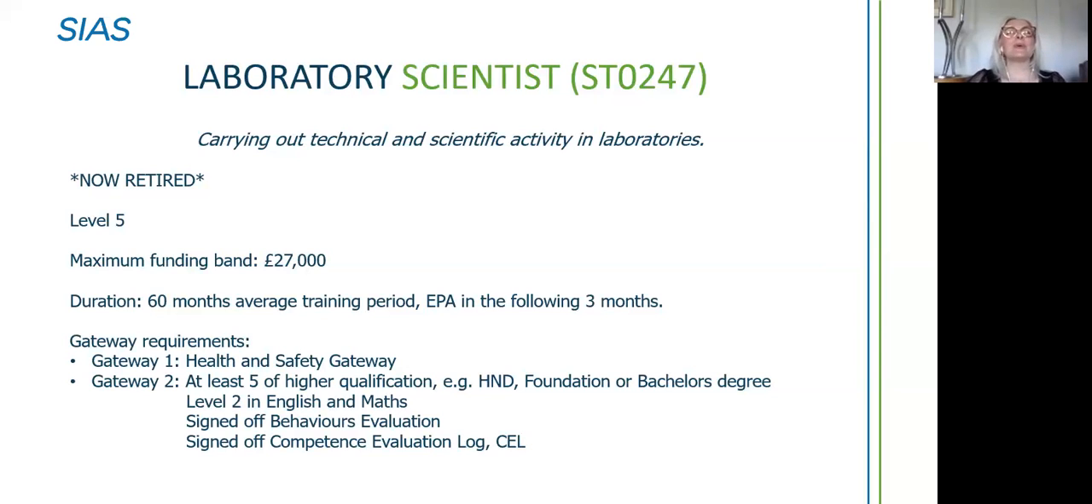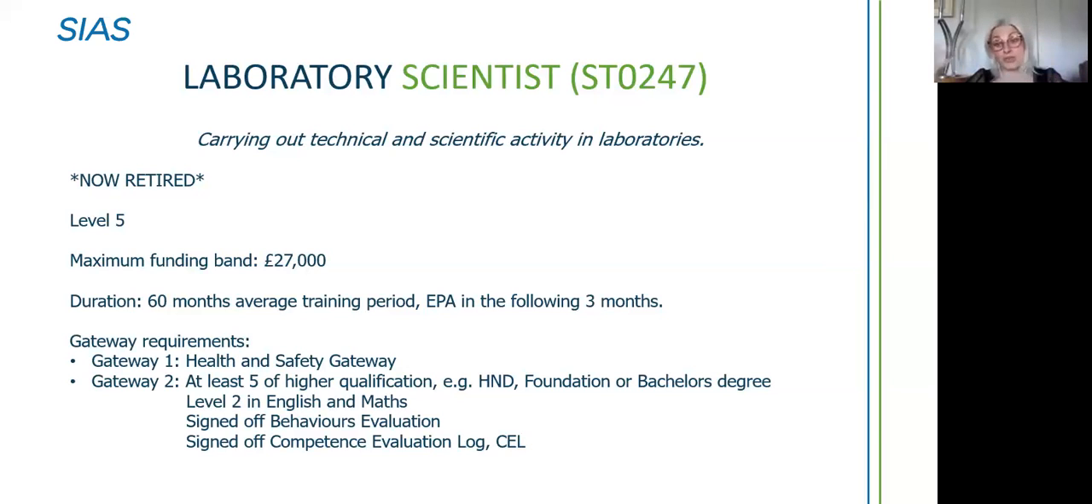And then we've got Gateway 2. Now, Gateway 2 happens at the end of the training period, or this is where we're looking to check it. So this is once the qualifications have been completed. Now, you'll notice on the legacy laboratory scientist that we're going to talk about today, the qualification should just be at least a level 5 qualification or higher. So that did encompass, or does encompass rather, the HND, foundation or a bachelor's degree.